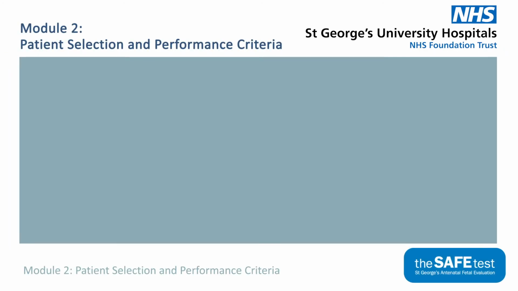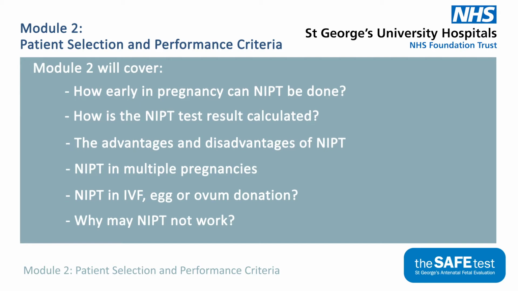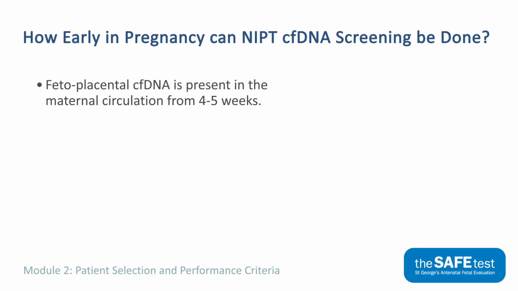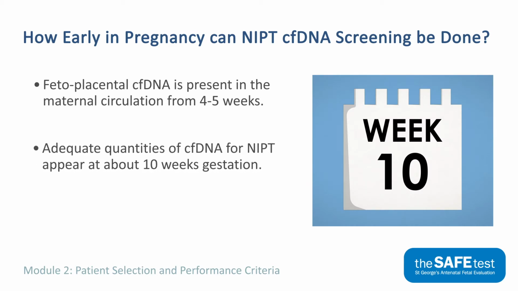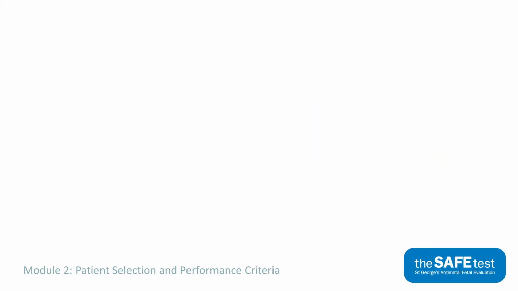Welcome to Module 2, where we will cover patient selection and the clinical performance of non-invasive prenatal screening. Placental cell-free DNA is present in the maternal circulation from 4 to 5 weeks of pregnancy. However, it isn't until 10 weeks gestation that there are adequate quantities of cell-free DNA for NIPT. In addition, an ultrasound scan is required to confirm gestation prior to NIPT screening.